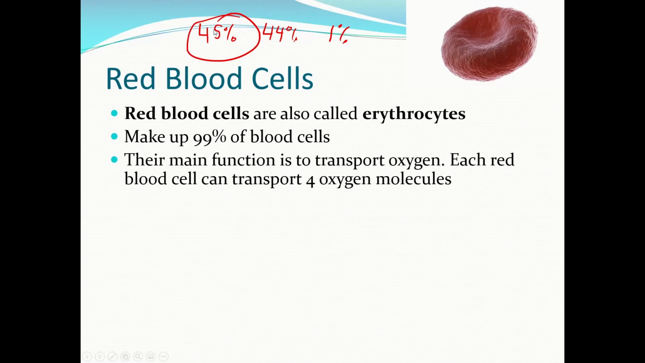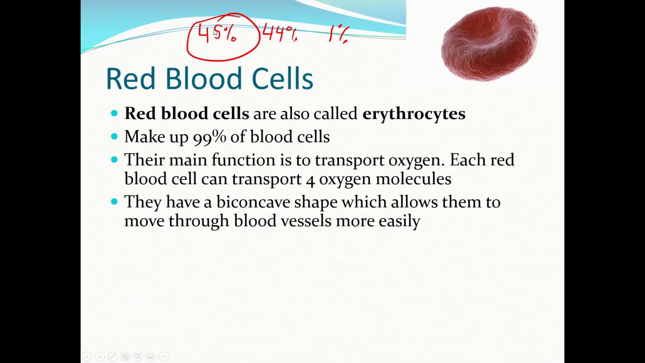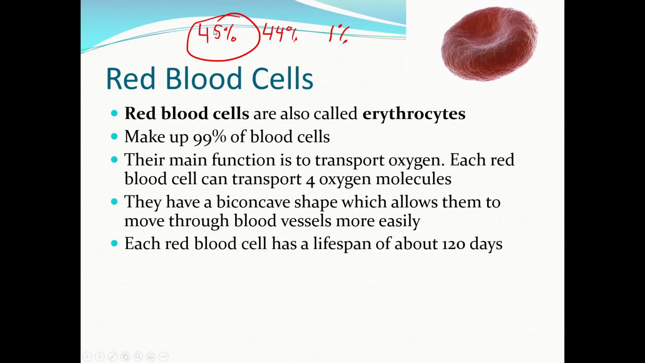Okay, so their main function is to transport oxygen. Each red blood cell can transport 4 oxygen molecules. They have a biconcave shape, which allows them to move through blood vessels more easily. We want it to be nice and smooth moving through there. Each red blood cell has a lifespan of 120 days.